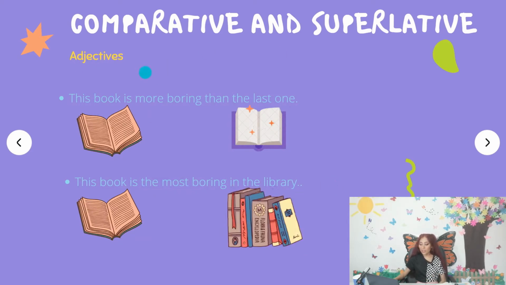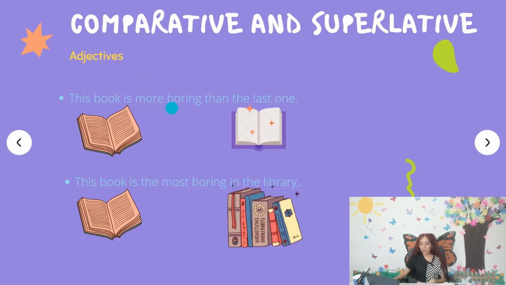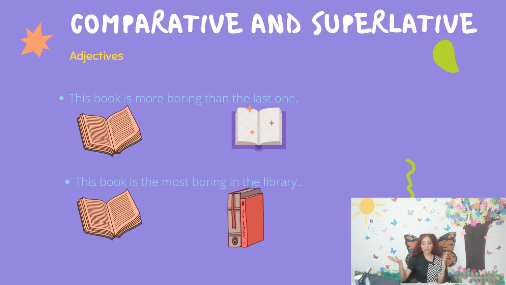Let's see what we have next. Comparative and superlative adjectives. This book is more boring than the last one. Here I'm using a comparative also, but remember that when we have a comparative that is long, we are going to add more. So I'm comparing this book with this other book. This book is more boring than the last one.